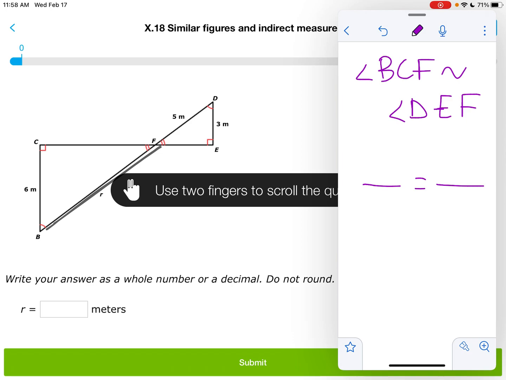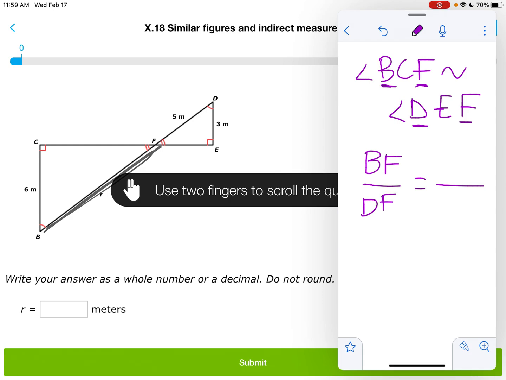Okay, so the side that we want to find is BF. So let's go ahead and write BF. That's the side that we want to find. We don't know what that letter is. Okay, well if we look at our similar figures thing that I wrote up here, BF corresponds to side DF. So that's the side that goes on the bottom.